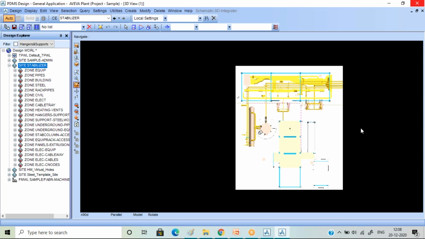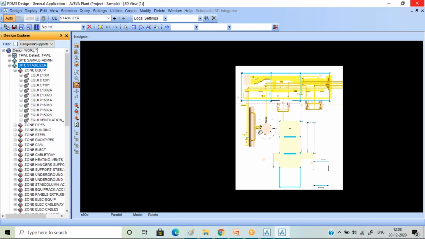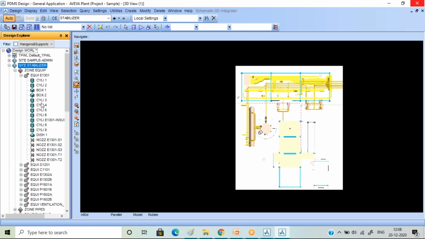Because your GADs are dependent on your hierarchy. So the hierarchy has to be 100% correct. Like you can see over here, this is a stabilizer site. So I made a stabilizer site, there's a zone onto it, then on the zone we have the equipments, and when we go onto the equipment, you see certain sections in it. These are your cylinders, this is the insulation for the cylinder. So your equipment is having an insulation, and the insulation has also been shown. Then comes your nozzle. Okay, so this is how you're supposed to locate.